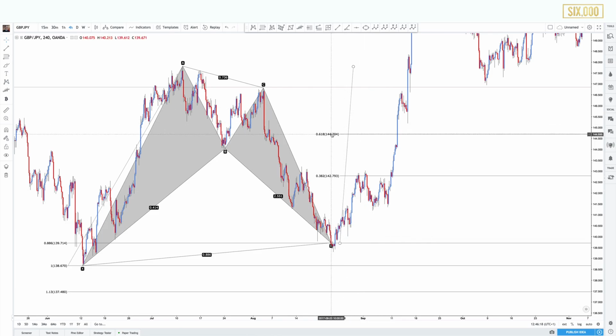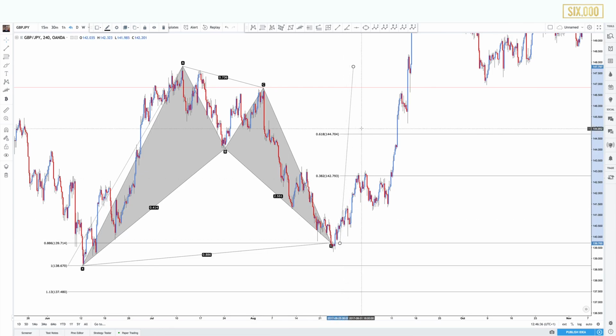Our second take profit level, this is when we would be out of the trade, and we can see this was achieved with this extremely aggressive move to the upside. Once price achieves this 0.618 retracement level of A to D, we're going from the highest to lowest, A to D, this is when we would be out of the trade.